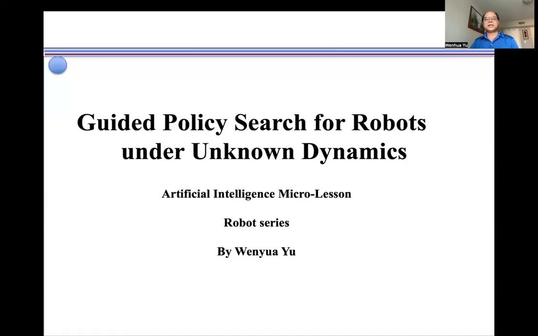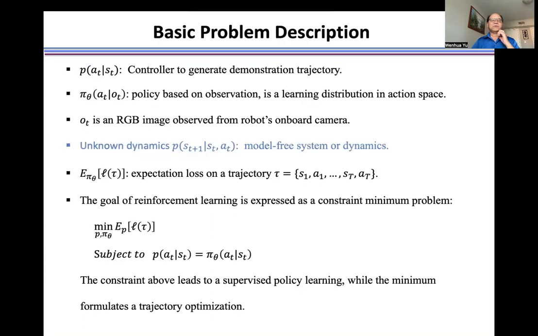Now we introduce the guided policy search for robots and unknown dynamics. First, we introduce the basic problem. This P is a controller. We use this controller to generate demonstration trajectory. This pi is a policy, which we will learn by using reinforcement learning method. And this OT is an input, an observation, an RGB image from a robot camera.